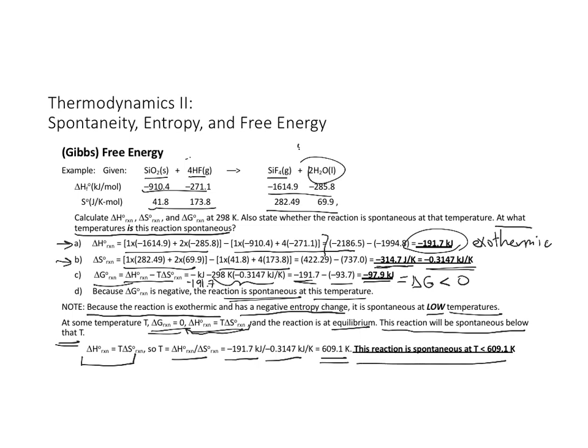So this reaction is spontaneous at temperatures below 609.1 Kelvin. If we plug in a temperature higher than that, if we plug in 700 Kelvin, we'll find that the delta G we calculate is positive. That means it's not spontaneous at 700. When did it change spontaneity? When it went from a negative delta G to a positive delta G, and that means it passed through 0. So the temperature at which delta G is 0 is the transition temperature, transitioning from spontaneous to non-spontaneous.